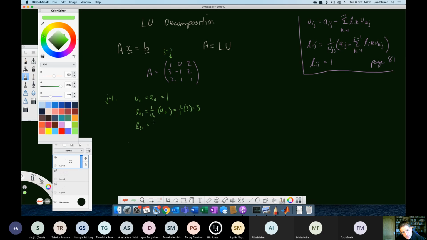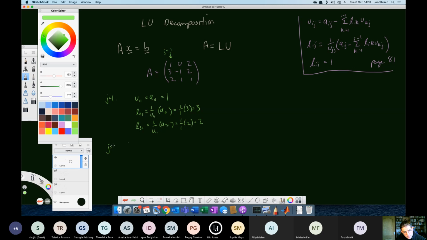L31 is 1 over U11, because J is still 1, multiplied by A31. And again, we don't use that summation yet because J is 1. So that's going to be 1 over 1 times 2, so that equals 2. It's actually the same as those values so far.